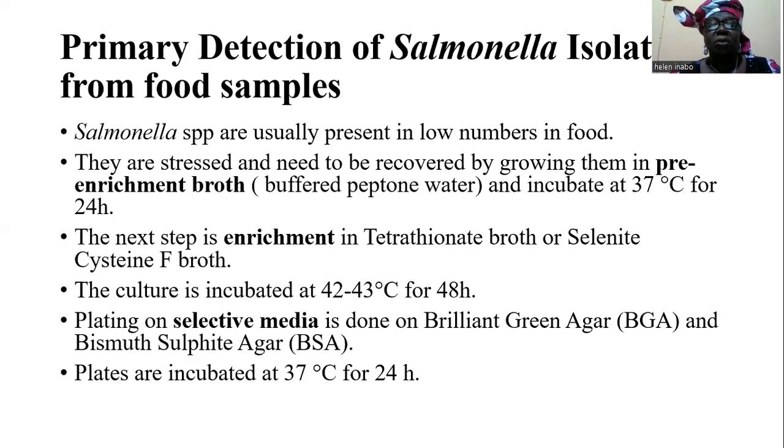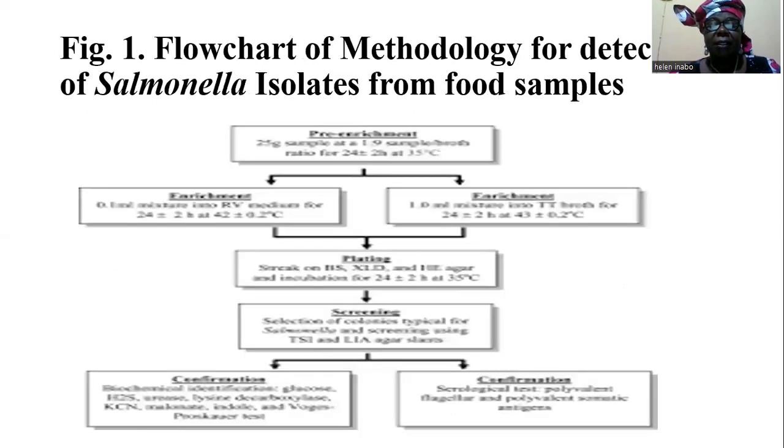The culture is incubated at 42 to 43 degrees Celsius for 48 hours. Plating then occurs on selective media, such as bismuth sulfite agar and brilliant green agar. These plates are incubated at 37 degrees Celsius for 24 hours. Here is a summary of the flowchart of the methodology for detection of Salmonella isolates from food.